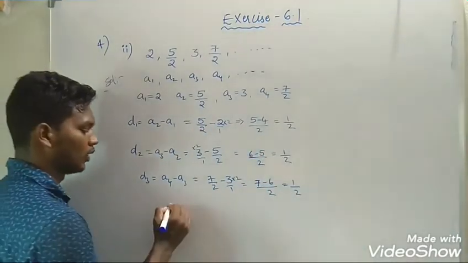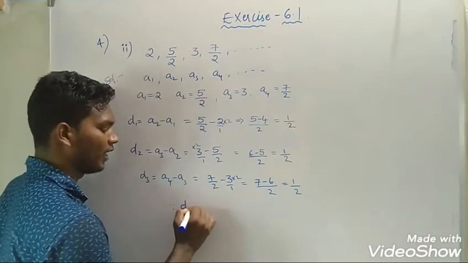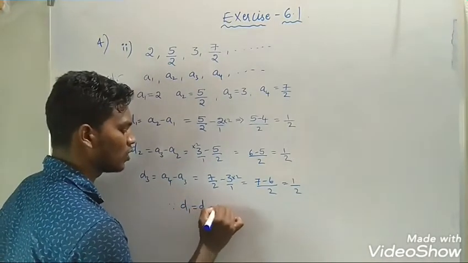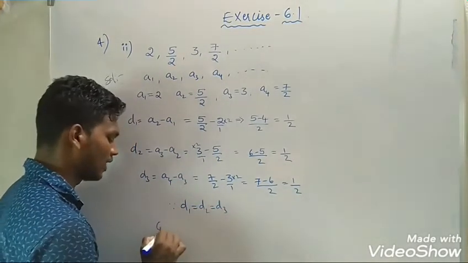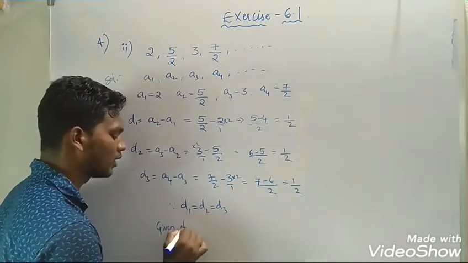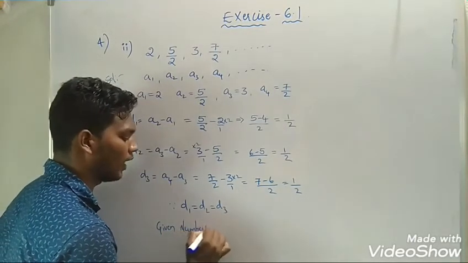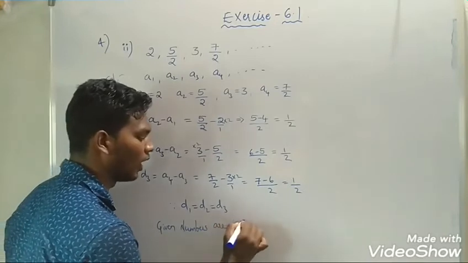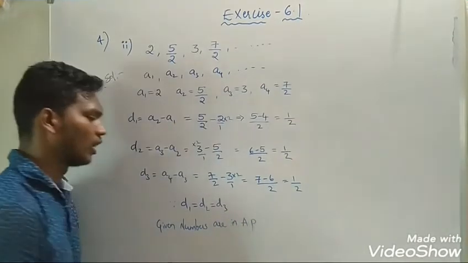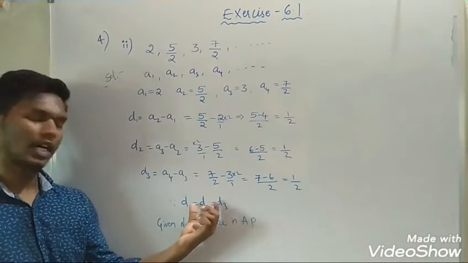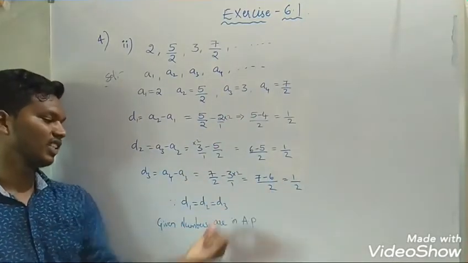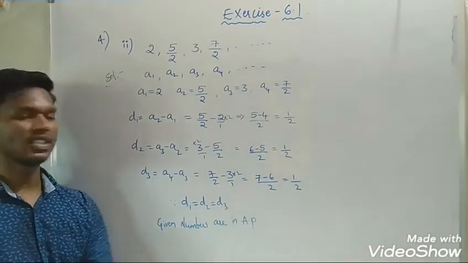See friends, the common difference is same, 1 by 2, 1 by 2, 1 by 2, right? So since D1 is equal to D2 is equal to D3, the given numbers are in AP. Okay friends? When the common difference is same, the given numbers are in AP. So we got the common difference same. So that is the reason the given numbers are in AP.